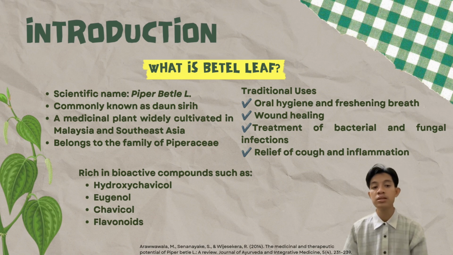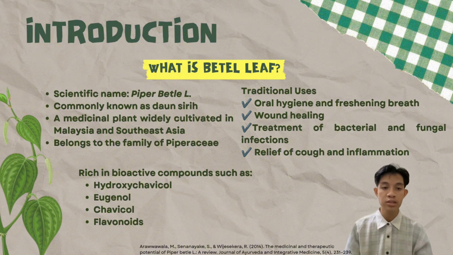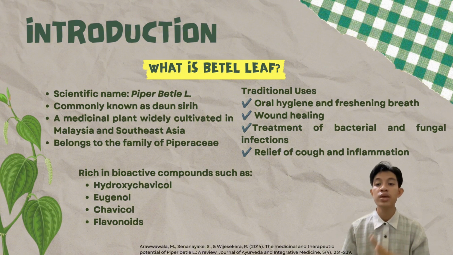For centuries, betel leaf has been used in traditional medicine due to its various therapeutic properties. Traditionally, it has been used to maintain oral hygiene and freshen the breath, promote wound healing, treat bacterial and fungal infections, and relieve cough and inflammations.